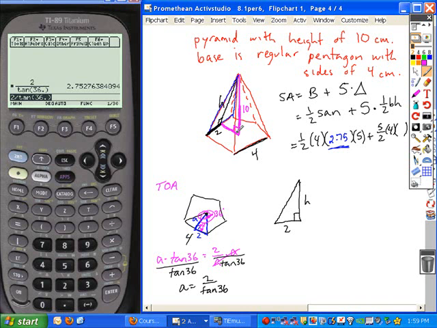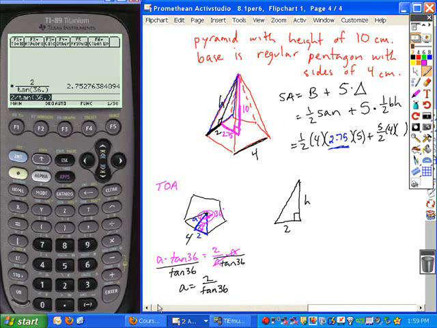4. No? No. I heard somebody said it. 2.75, that's the apothem, right? So it's what we just found down here. So this measure is the 2.75. So how can we find h?